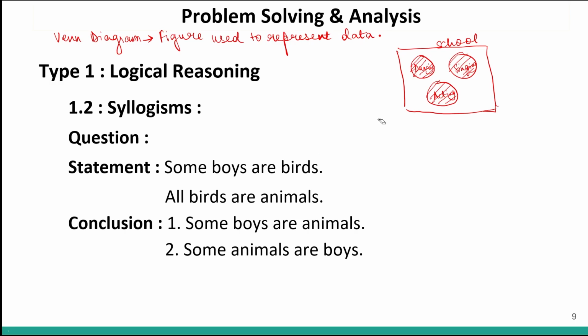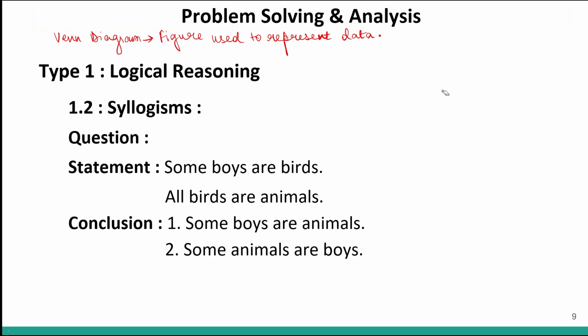Now when we talk about Venn diagrams, there are basically four possibilities. Let us understand this with an example. So let's say the first possibility is that all students in a school like dancing.